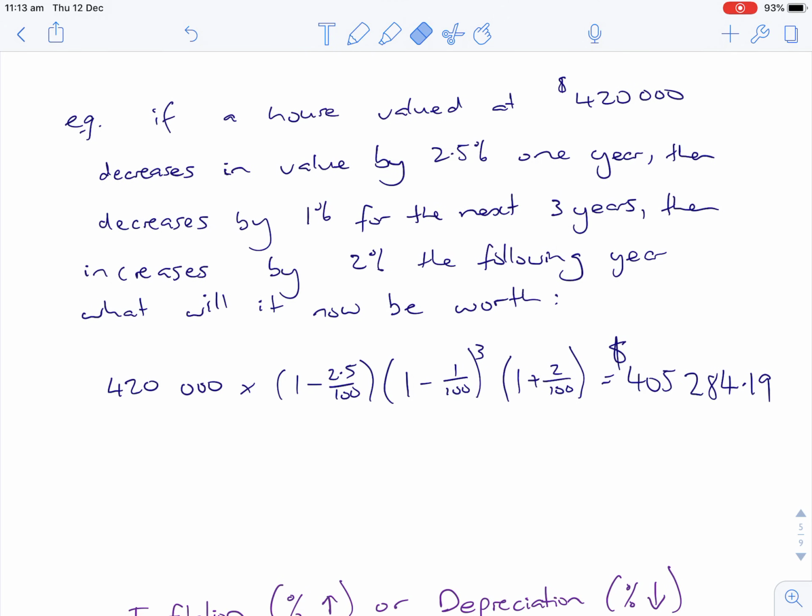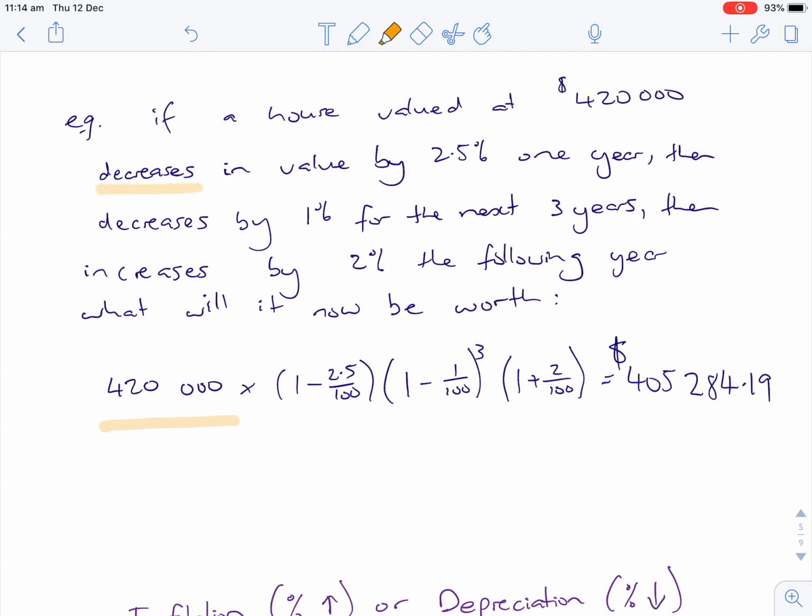I've got an example here. Let's say I had a house valued at $420,000, and let's say it decreases in value by 2.5% in 1 year, then it decreases by 1% for the next 3 years, and then it increases by 2% the following year. What will it now be worth? Basically, it doesn't matter which order I multiply things. So I've started with the price. You do need the price first, because you're going to apply all these changes. So put your price down and then times it out by each of your multipliers.